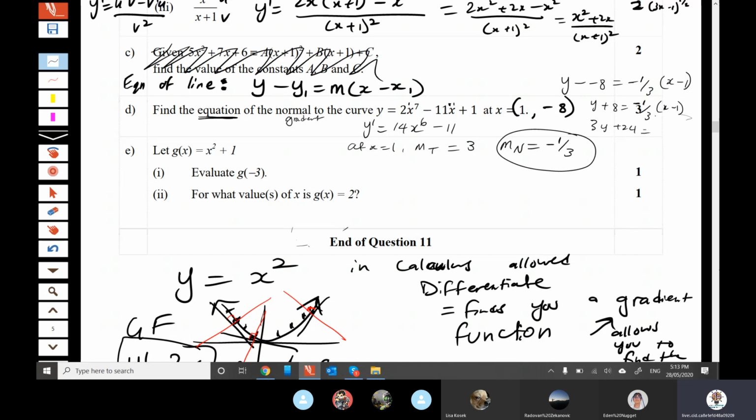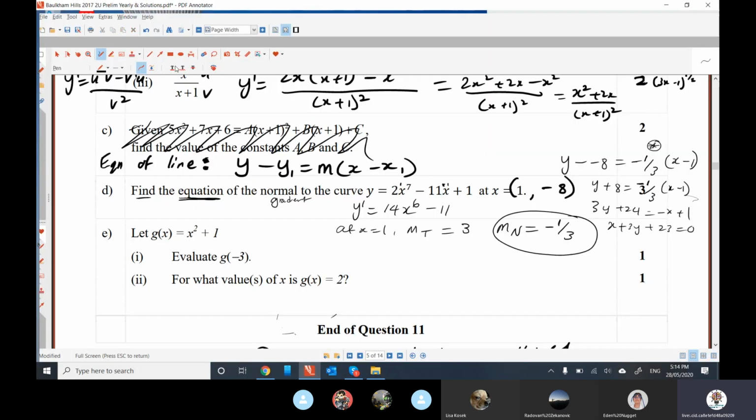3y plus 24 equals negative x plus 1. Bring the x's over if you wanted to, or whatever you want to do at this stage. It doesn't really matter. You would have got 4 marks in the HSC for the first line, just so we're aware of it, because the question just says find the equation. It doesn't specifically say write it in general form or gradient-intercept form. If it's a find the equation, the y minus y1 line is enough.